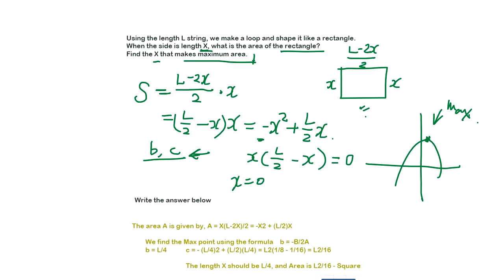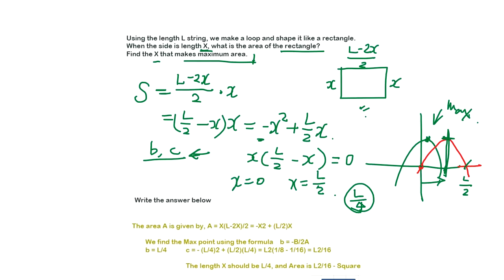That means the graph goes through here. One root is 0, and the other root is X equals L over 2. So the center point between L over 2 and 0 is B, which is L over 4, right? And for the max, you plug L over 4 in here.